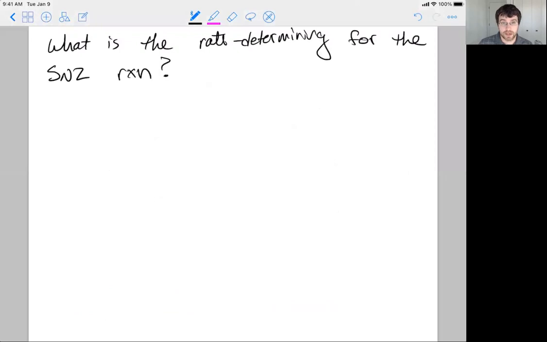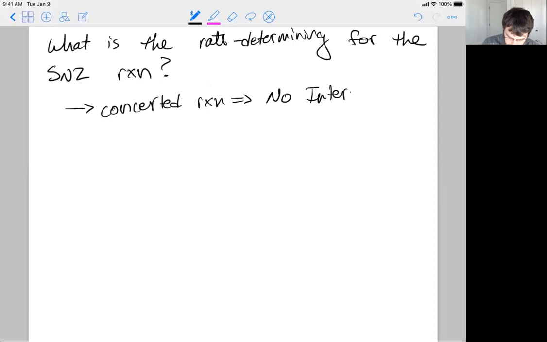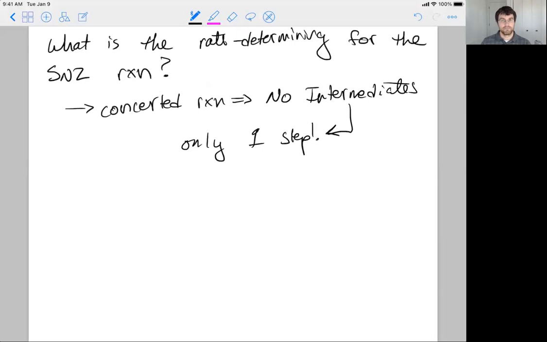Well, hang on a second. There's only one step, the conversion of starting materials to products. A second step would be like if we went starting materials to intermediate to products. That would be a two-step process. We have no intermediates. There is only one step. It's a concerted reaction. Because it's a concerted reaction, that tells us right away there are no intermediates. If there are no intermediates, that tells us that there's only one step. Wonderful. Okay, so we have just one step.